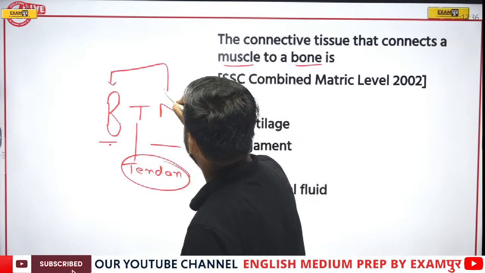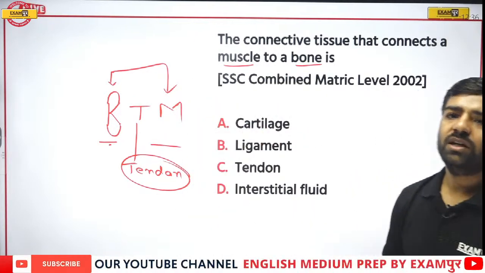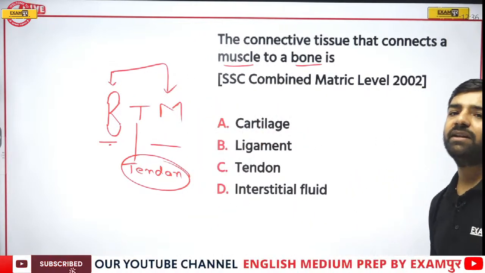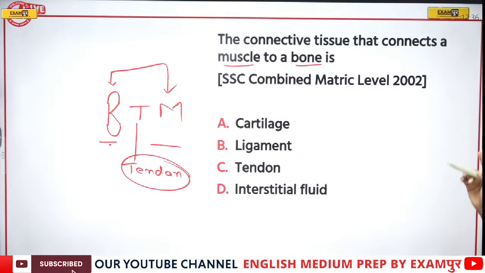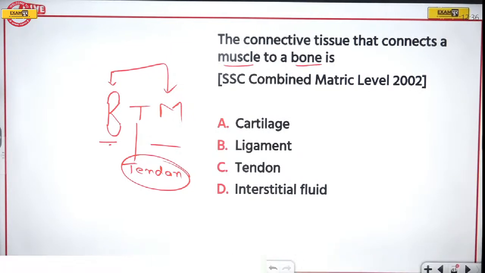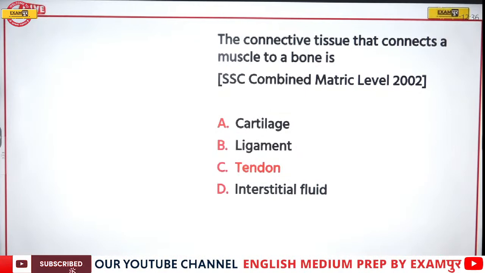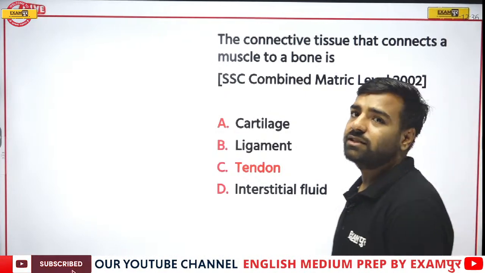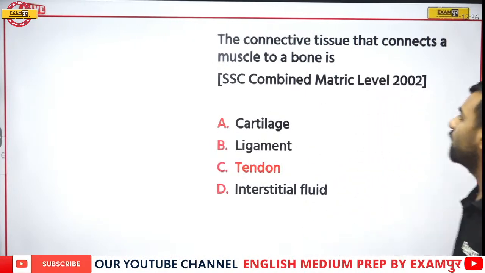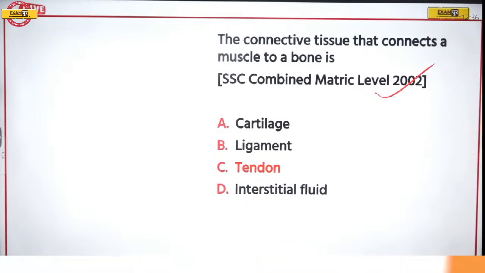Bone and muscles are actually connected with the tendon. So here Ravindra Singh says ligament, Ram is with ligament. Please remember BTM, that is bone to muscle, is connected by tendon. So option number C will be the correct answer. Fine. So yes, it is going to be very, very beneficial. Do not forget. So this was from Matric Level 2002.